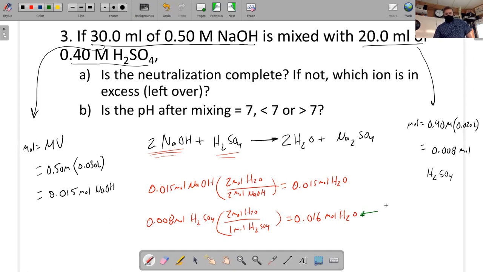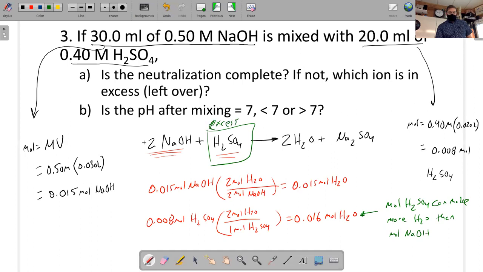I guess you could say the number of moles of sulfuric acid can make more water than the number of moles of NaOH. And as a result, that means that H2SO4 must have been the excess reactant. This is the excess reactant. And the sodium hydroxide is the limiting reactant. All the hydroxides are all going to get used up and change into water.